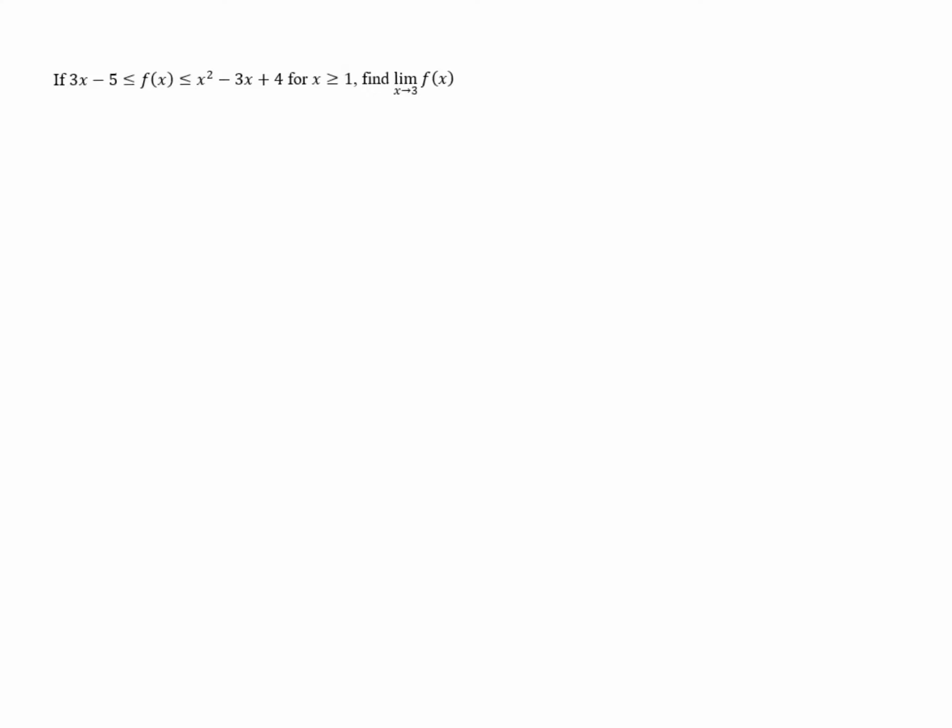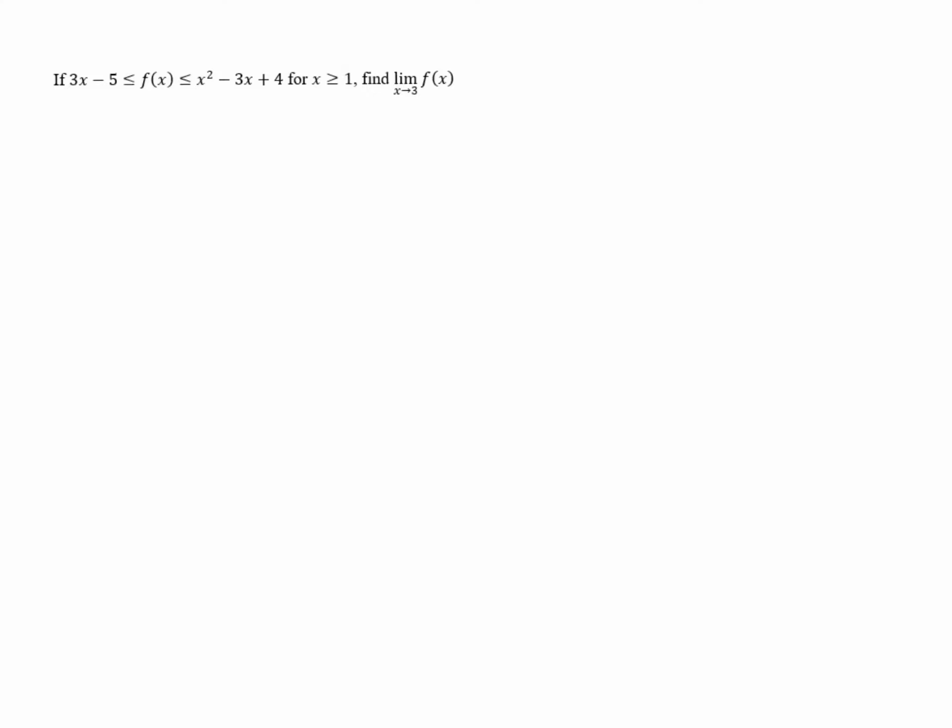Now here we don't have an equation that defines f of x, but we know that it is squeezed or sandwiched in between these two other functions, at least for x greater than or equal to 1. But if we're looking at the limit as x approaches 3, then that's definitely greater than 1, so we know that in a whole neighborhood around this, the function is squeezed between these other functions. So if both of these functions have the same limit as x approaches 3, then the limit of f of x is going to have to be equal to that because it is sandwiched between them.